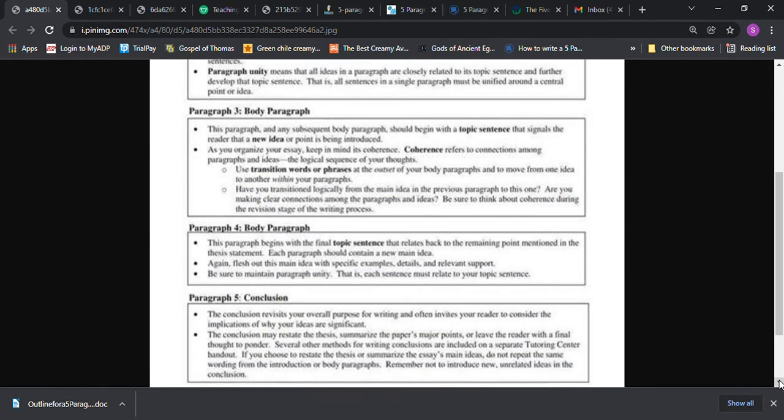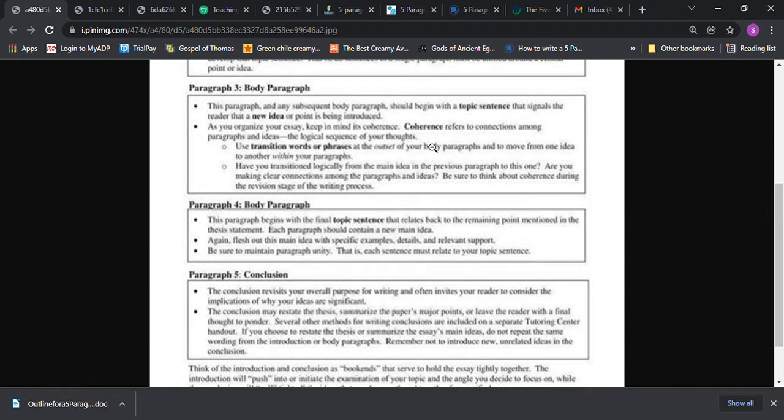As you organize your essay, keep in mind its coherence. Coherence refers to connections among paragraphs and ideas, the logical sequence of your thoughts. Use transition words or phrases at the outset of your body paragraphs to move from one idea to another within your paragraphs. Have you transitioned logically from the main idea in the previous paragraph to this one? Are you making clear connections among the paragraphs and ideas? Be sure to think about coherence during the revision stage of the writing process.